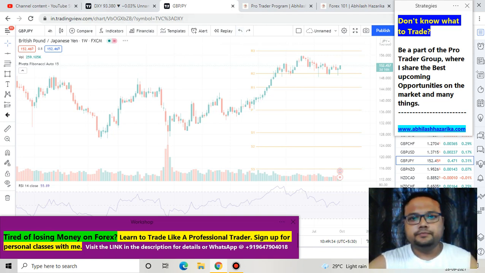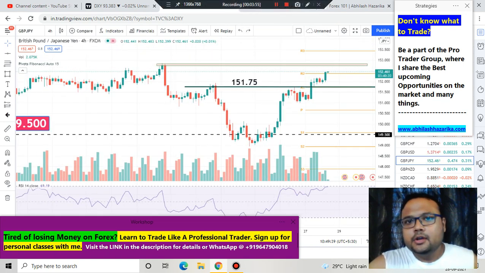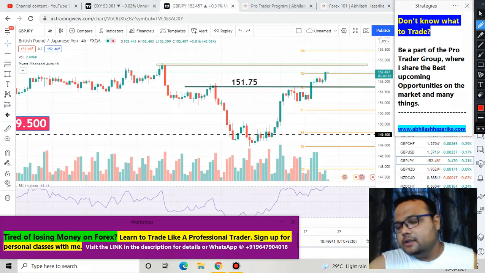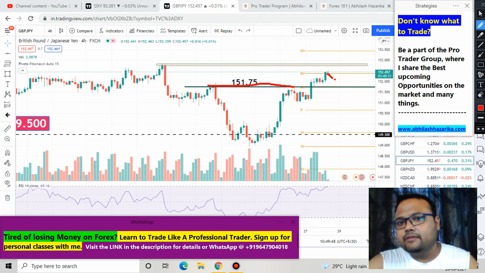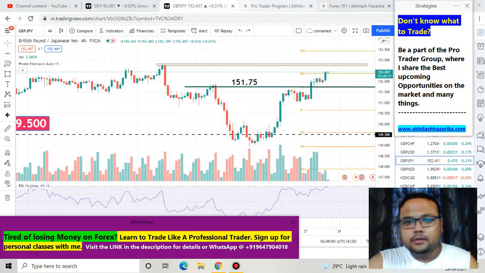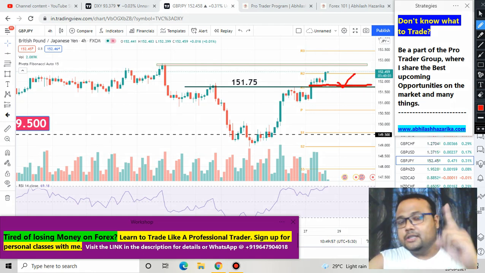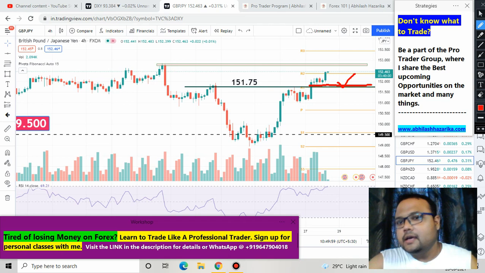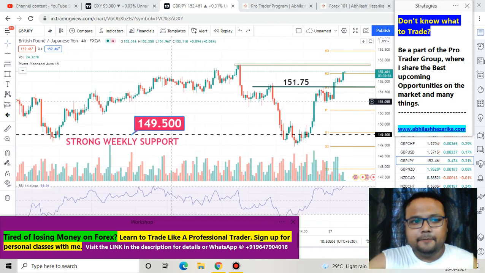Therefore let's find out where we should be taking a buy position. First of all, the best buy position in this market will be if the market comes down and takes support at 151.75 level here. If the market comes and takes support at this particular level, then definitely we can initiate a buy position. This is our first trading opportunity, if the market consolidates and bounces from 151.75 level.